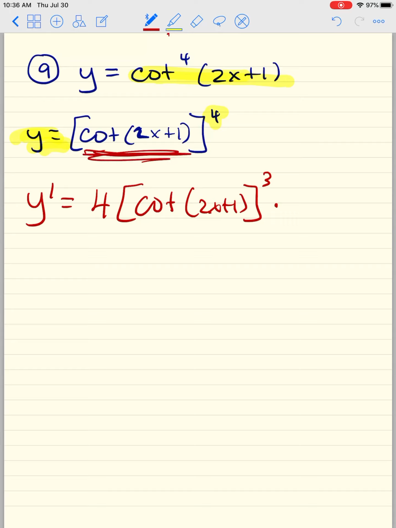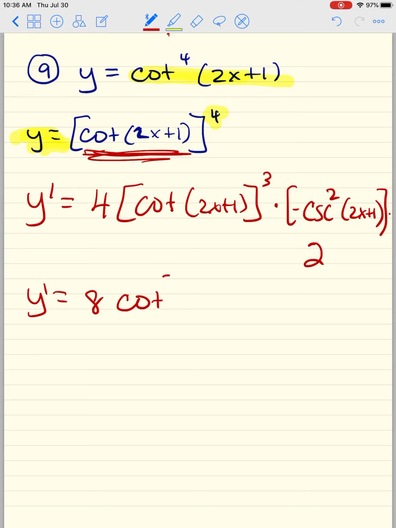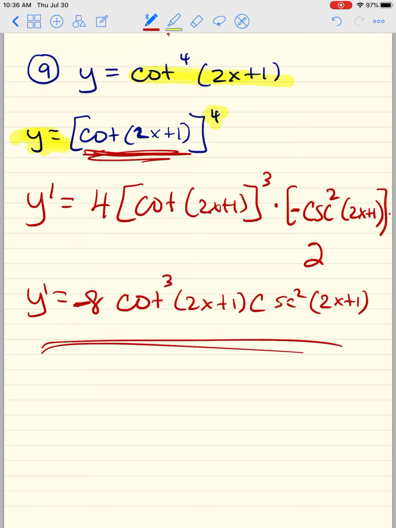What's the derivative of cotangent angle? Cotangent's powerful, so it's going to be negative cosecant squared angle, okay, times the derivative of the angle, which is times 2. So what do we get here? We get 8 cotangent. You could put the 3 back, okay? And I'm sorry, there's a negative here, so I'm going to put the negative in the front. And then I'm going to have cosecant squared 2x plus 1. And that's your final answer for that.